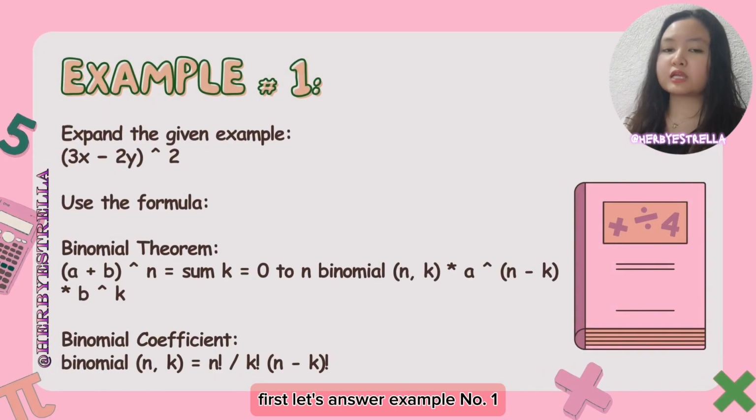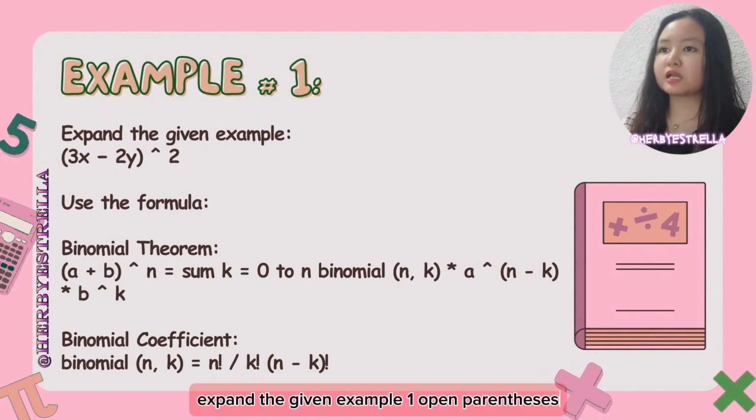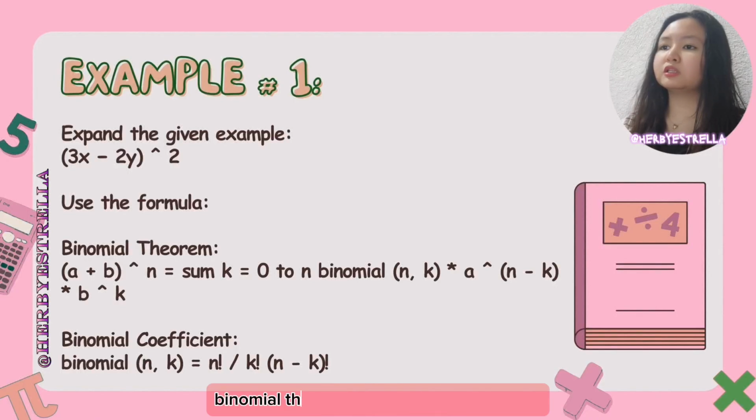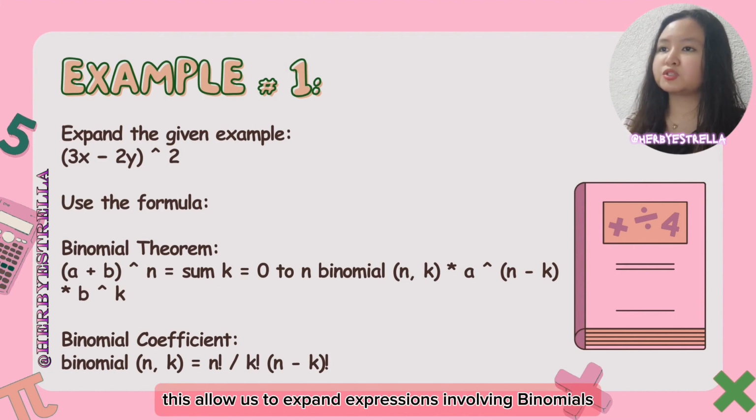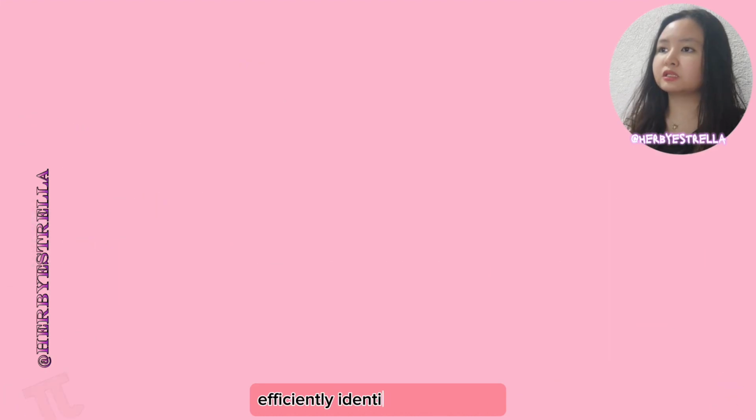First, let's answer example number 1. Expand the given example, (3x - 2y)^2. Use the formula of the binomial theorem and binomial coefficient. We start by applying the binomial theorem, which states that for any real numbers a and b and any non-negative integer n, the expansion of (a + b)^n can be expressed as a sum of terms. This allows us to expand expressions involving binomials efficiently.